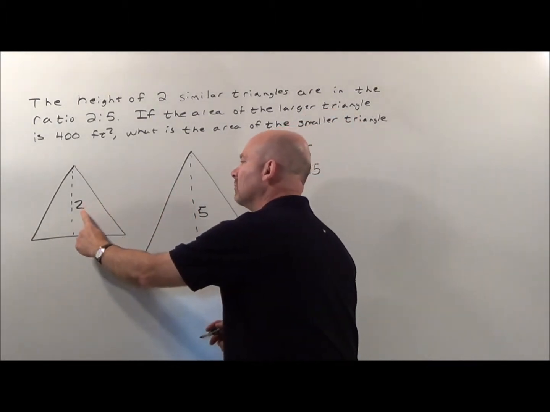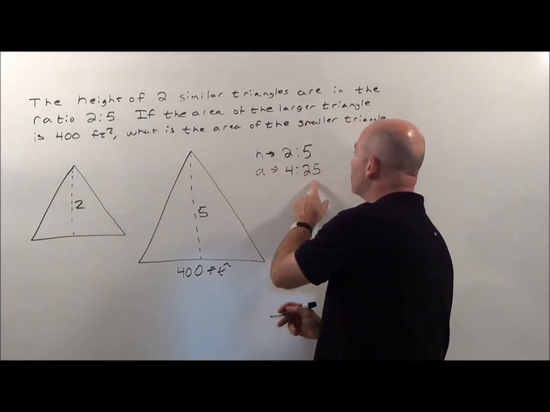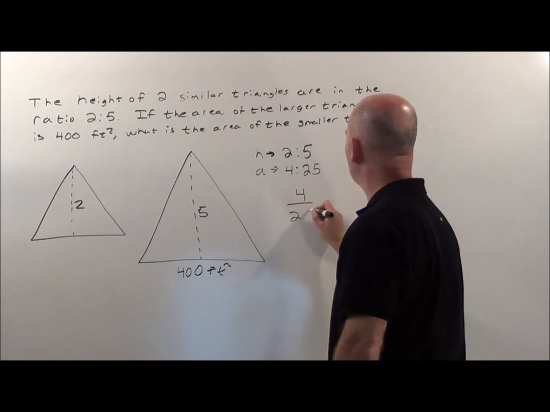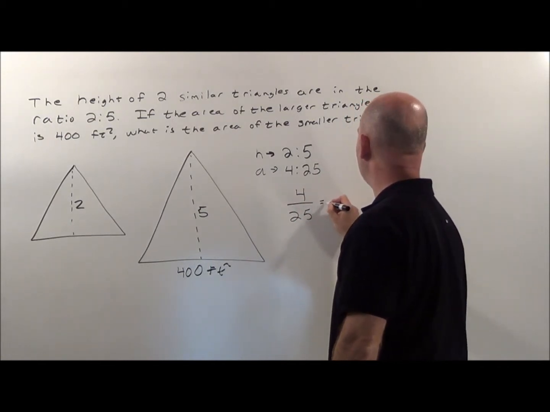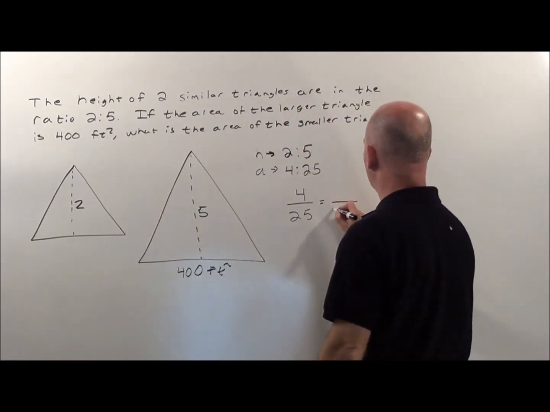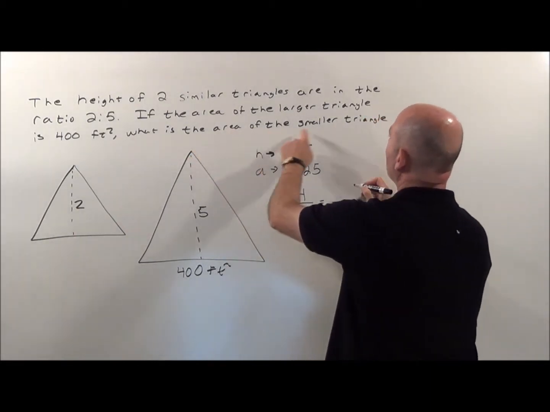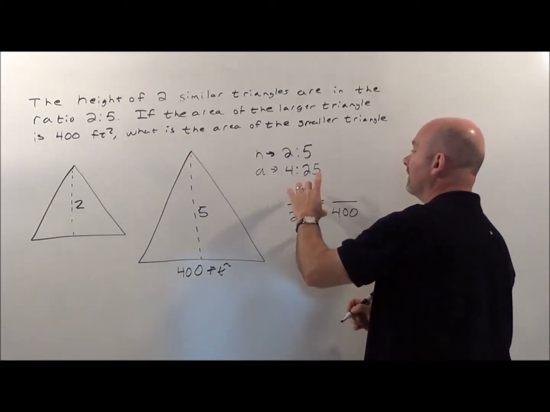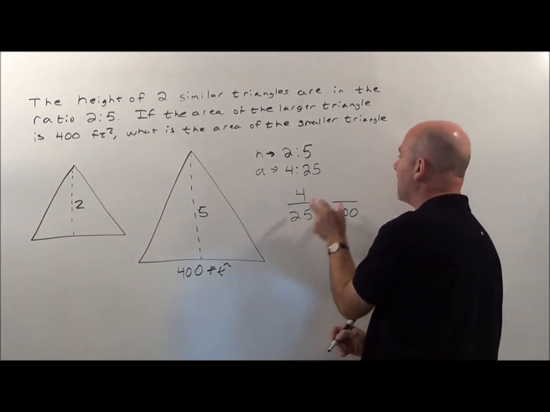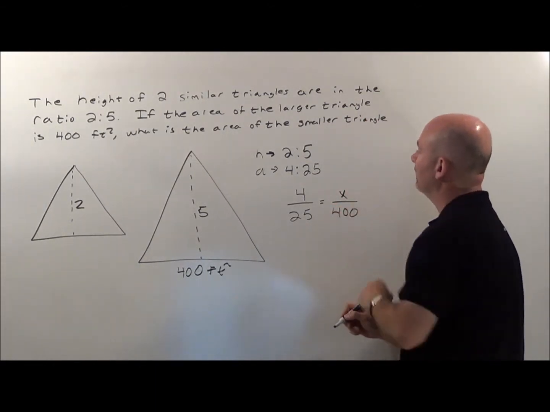So in our situation, the ratio is 2 to 5 with the height, so the area is going to be in a ratio of 4 to 25. Now if I set that up, I can say the ratio is 4 to the larger one's 25. It's saying the larger triangle has an area of 400. So if I put 400 here, can you figure out the area of the smaller triangle? Because their areas are in the ratio of 4 square feet for every 25 square feet of the big one. So how many square feet of the small one to the 400 square feet of the larger one?